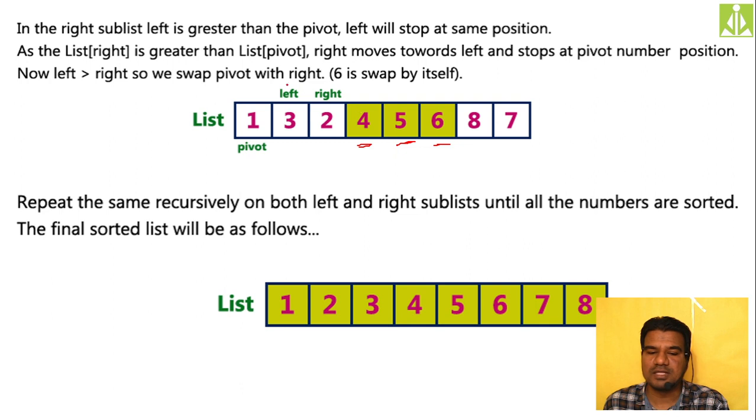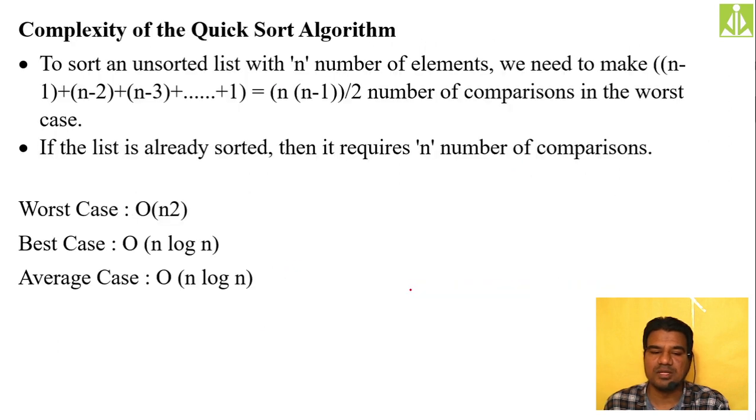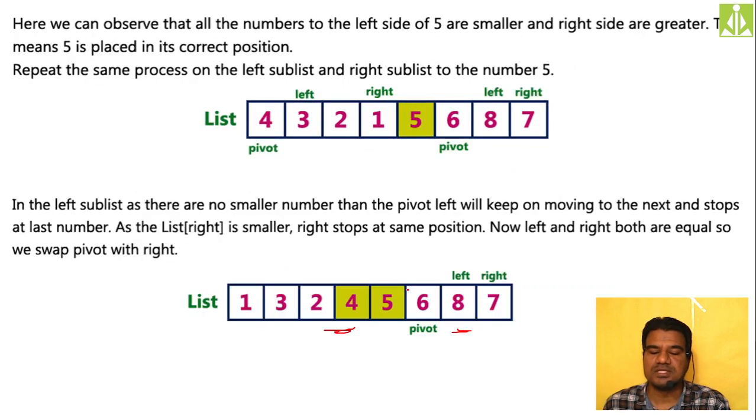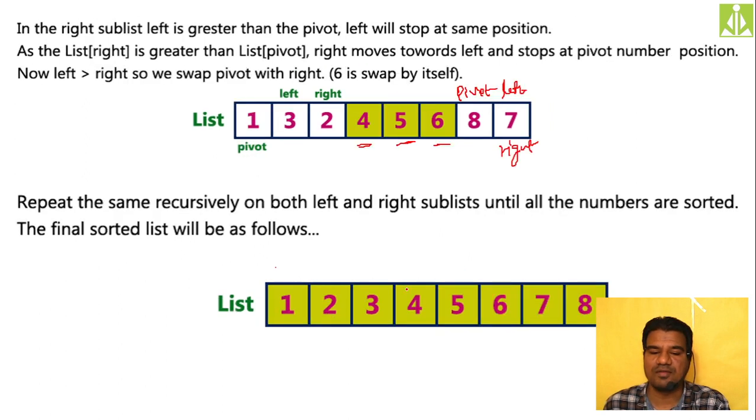Then repeat the same again, pivot, left, right. Like this, find one more pivot here, one more pivot here. Finally, after finding all the pivots in the unsorted sublists, your complete list will become sorted. So it is a very simple concept, a recursive approach. Whatever concept we discussed, you just recursively apply.